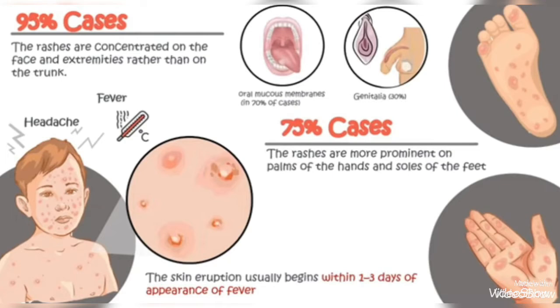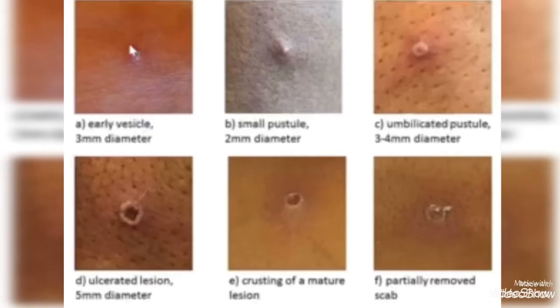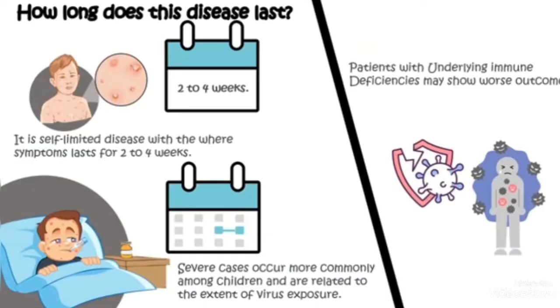These fluid-filled bumps also go through some stages. Well, I don't want to go into that detail for now, but let me show you some clinical pictures to clarify the stages. It forms a vesicle, then pustule, then umbilicated pustules, then ulceration occurs in that lesion, crusting of a mature lesion, and finally, the scab is formed and mature skin is formed. It takes usually 2 to 4 weeks for these vesicles to crust and subside, and it's a self-limiting disease.